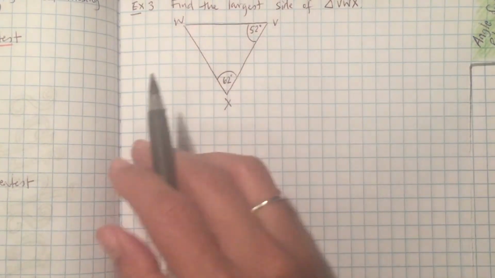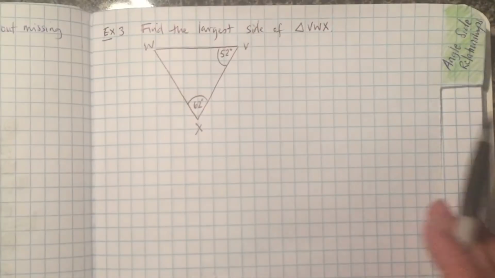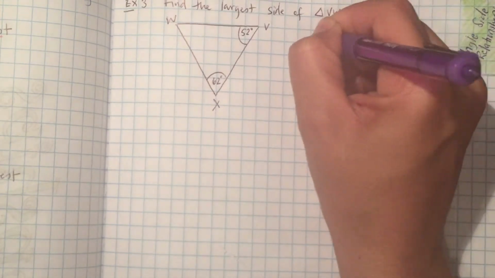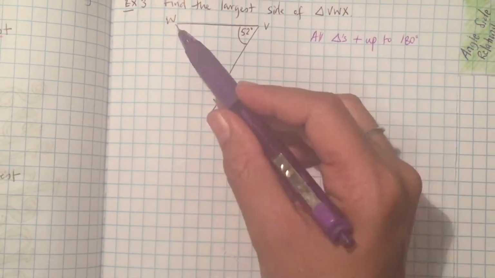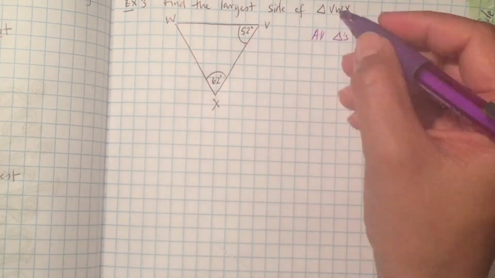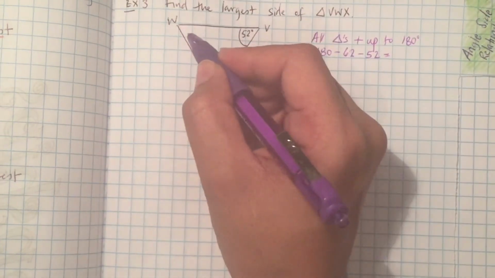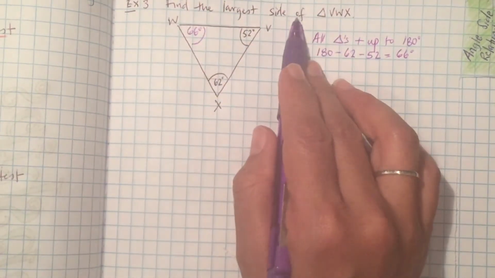Well, I need to know what the other angle is so I can see what the largest side is. Sometimes you have to figure that out. Well, what do you know about every single triangle? This is a listening check. Color in the triangle in VWX. All triangles add up to 180. So you can use the information given to find the missing one. How do I find it? If I just subtract what I have from 180, I will get the missing one, which is 66. And now that I have the missing one, I can find the largest side.